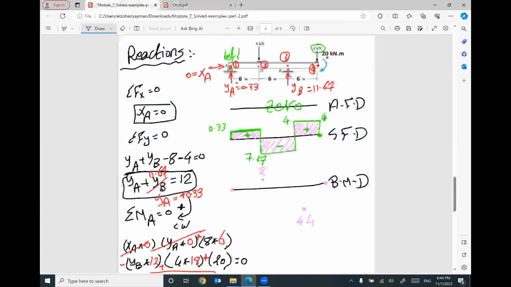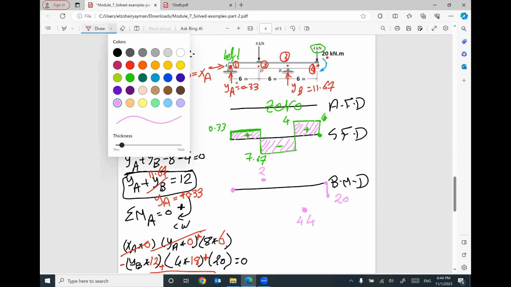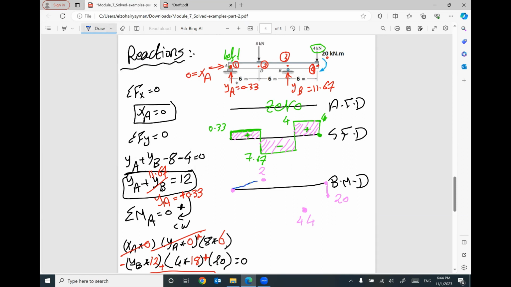Negative means down. We have a value here, 20. So this value is 0. This value is 2. This value is 44 negative. This value is 20 negative. Go ahead and connect these values by straight lines. This is your bending moment diagram. That makes sense?